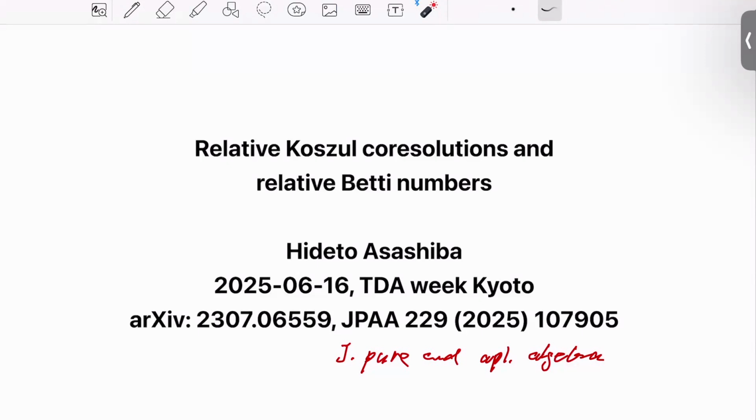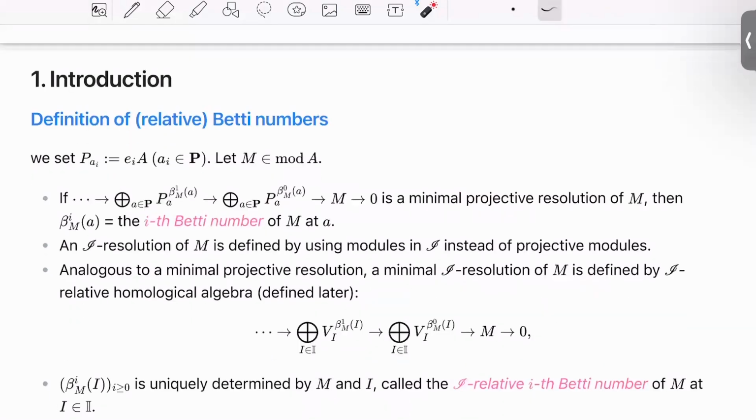Can you hear? So, relative co-resolutions. Usually, the name Koszul is known as the Koszul complex. So the Koszul co-resolution is defined here. It is already published in the Journal of Pure and Applied Algebra 229. So now I will go.